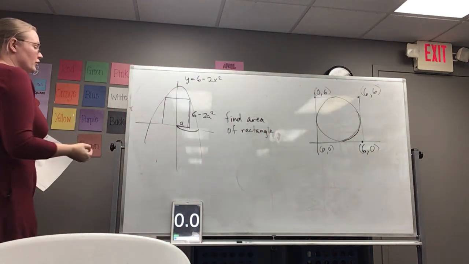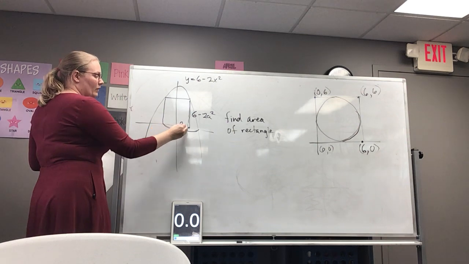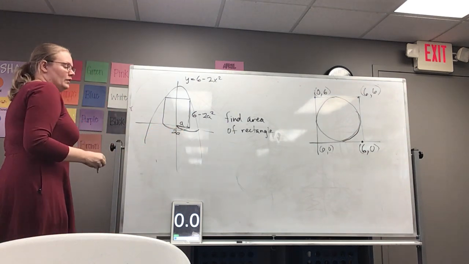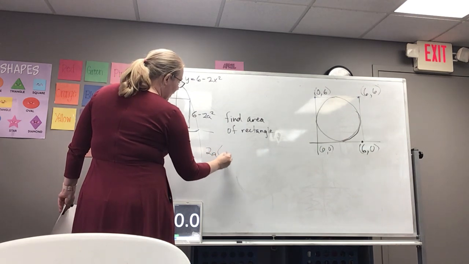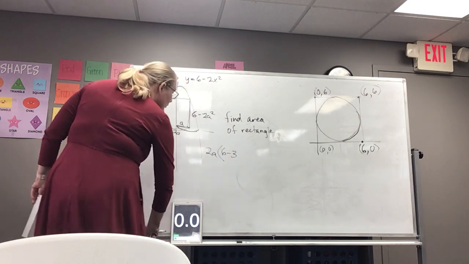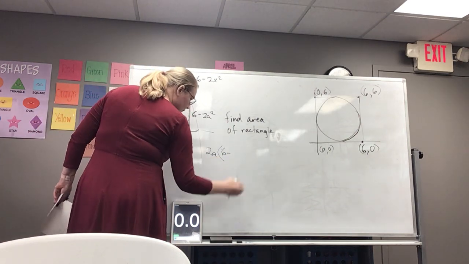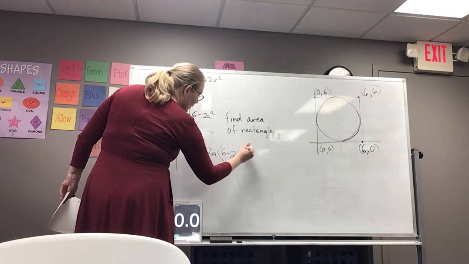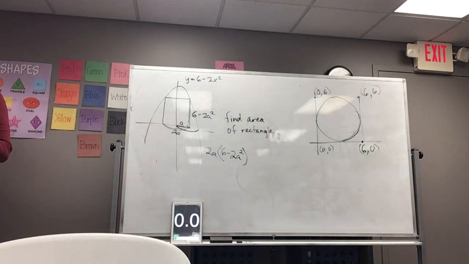So, key to this one is to recognize that the entire length of this side would be 2a. And so you're multiplying 2a times 6 minus 2. And so you would be multiplying that in. And we end up with negative 4a to the third plus 12a.